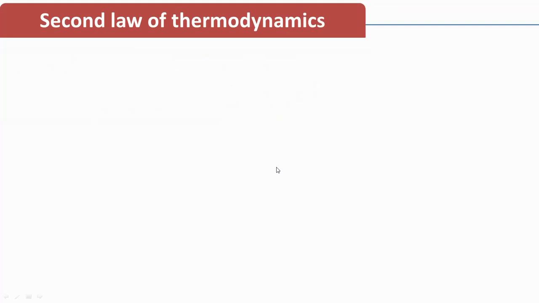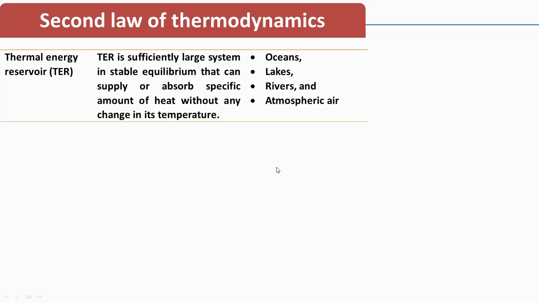Now, before we go into detail on the second law of thermodynamics, first try to understand the meaning of a thermal energy reservoir. It is a sufficiently large system in stable equilibrium that can supply or absorb a specific amount of heat without any change in its temperature. For example, in the case of atmospheric air, if you absorb heat from it or give heat to it, it is such a large reservoir that there will not be any substantial change in its temperature.